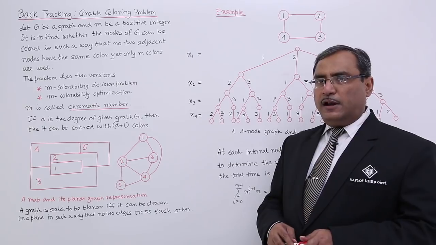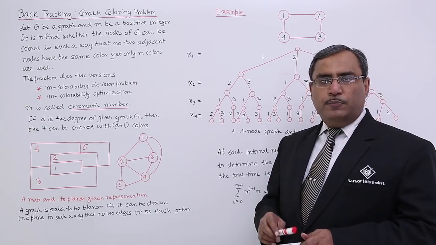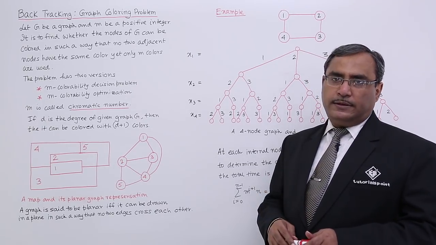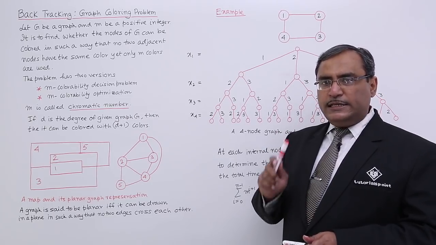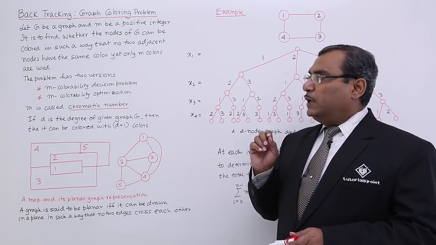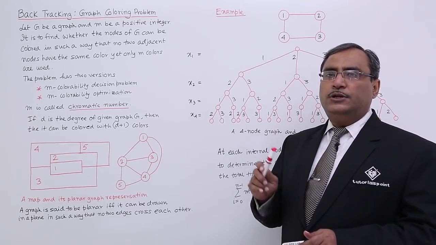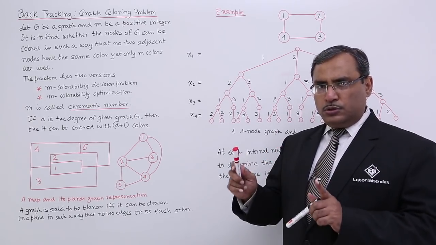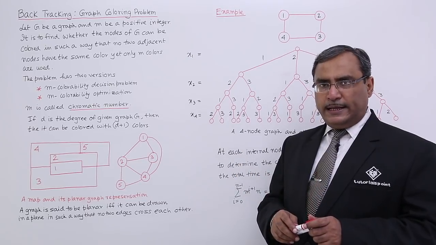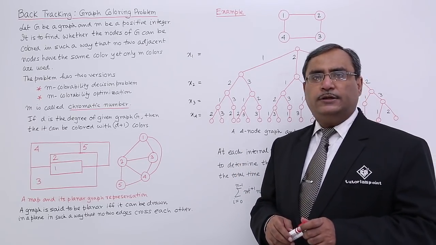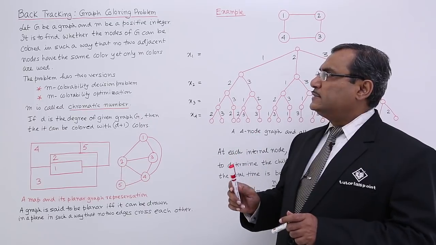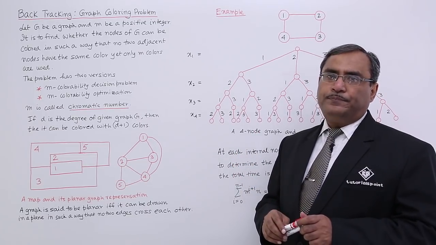That means in case of graph coloring problem, a graph will be given and one M is there. I shall have to color each and every node of that particular graph in such a way that no two adjacent nodes, that means the nodes which are connected by some edge will be known as adjacent nodes, will have the same color.